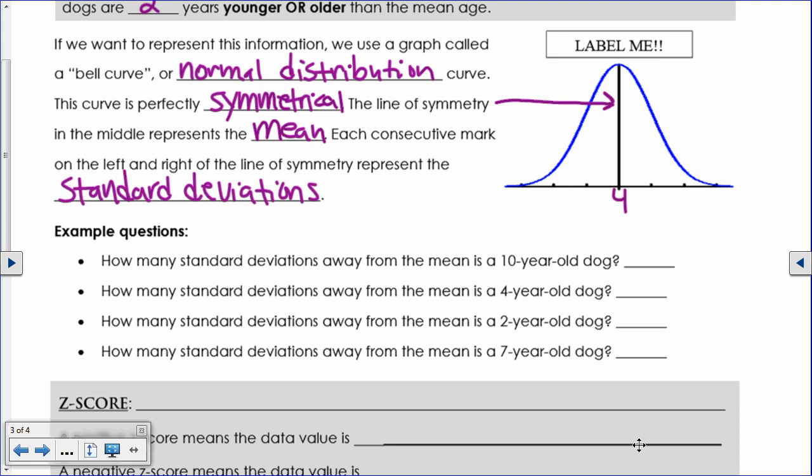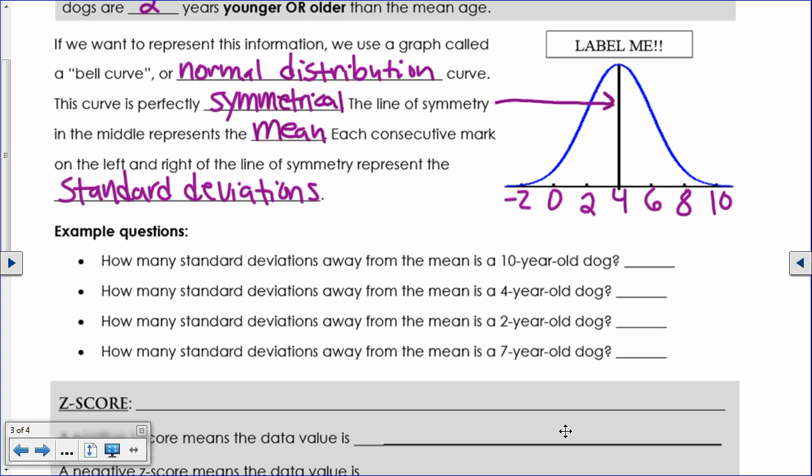Each one of these little notches along the bottom represents a standard deviation. So if we know the standard deviation is 2, you're not going to write down 2. If I go 1 standard deviation away from the mean, what would this value be? 6. If I go 2 standard deviations away, it would be 8, and then 10. If I go 1 standard deviation below the mean, I would have 2, and then 0, and then negative 2. So each one of these little notches represents 1 standard deviation. That standard deviation is going to be a number, so you're either going to add that on or subtract it, depending on which way you're going. You just add or subtract standard deviations to label, okay?